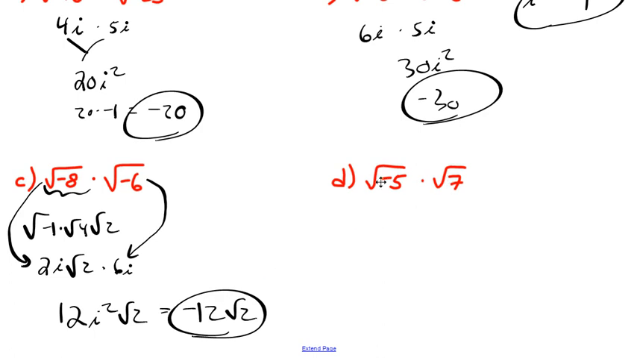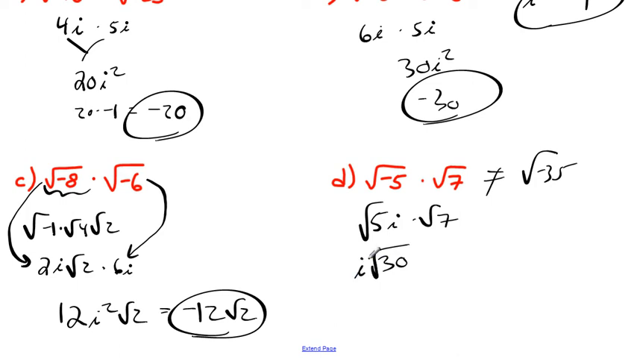And last but not least, part D. Again, we're not going to multiply negative 5 and 7. So this does not equal radical negative 35. You want to simplify each one first. The square root of negative 5 is 5i, and the square root of 7 is just radical 7. Let's leave this in the radical. And then 7 times 5 gives us 35. So that's radical 35, and then i. So i times the square root of 35.